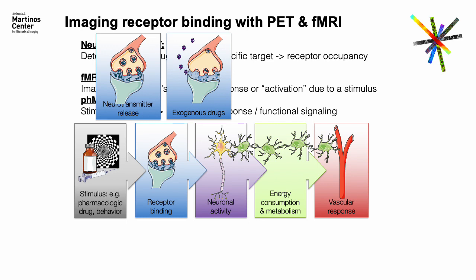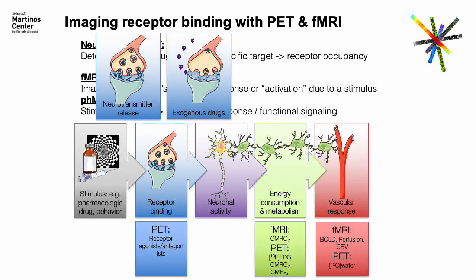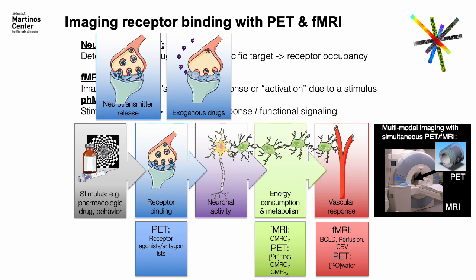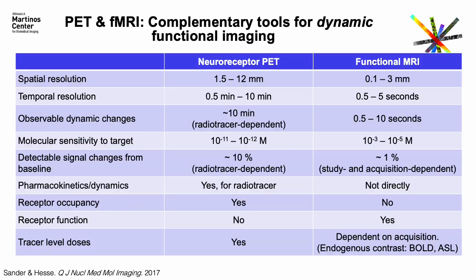And there are two main mechanisms that we look at. One of them is to look at the effects of exogenous drugs, and the other is to try to understand endogenous neurotransmitter release. And of course, each of these chains of events can be measured by various types of imaging contrasts and modalities as well. But specifically, what we use is multimodal imaging with simultaneous PET and fMRI, which I will focus on in this talk.